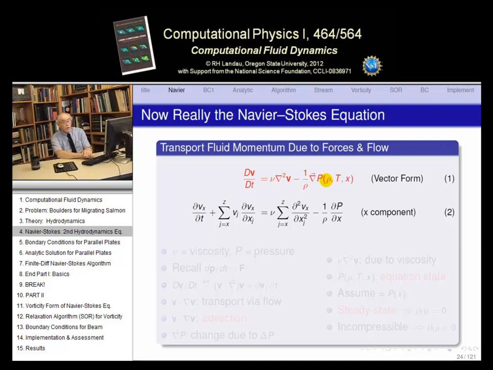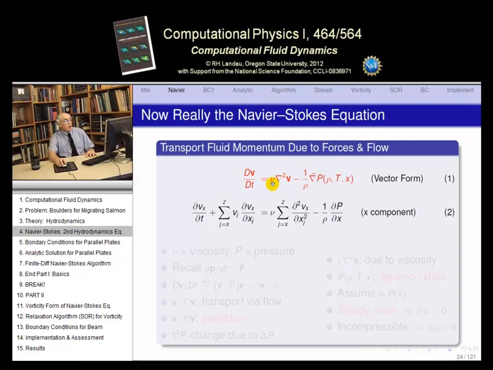So, equation 1 on slide 24 gives us the Navier-Stokes equation. In vector form, the Navier-Stokes equation says that dV by dt, the hydrodynamic derivative, which of course is just dV by dt, ordinary partial, plus this V dot gradient term. So the vector form is on top, and the component form is on the bottom, just giving you the x components, because there's not enough room to write y and z, but they look the same.